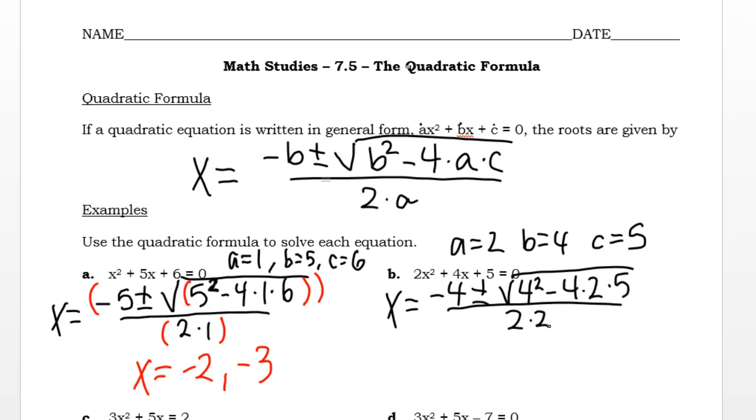But I have 4 squared. That's where I would start, exponent first. 4 squared is 16. And then I would do 4 times 2 times 5. 4 times 5 is 20 times 2 is 40. 16 minus 40 is negative 24.